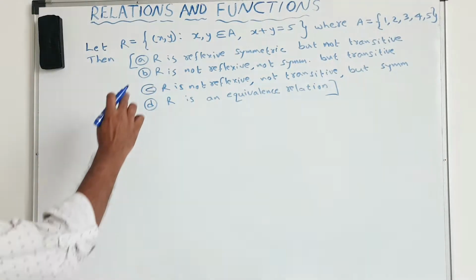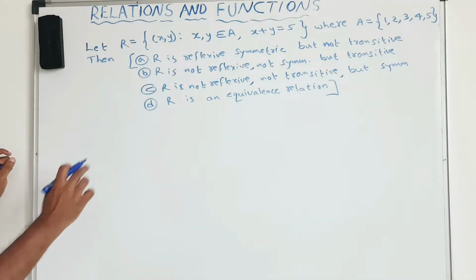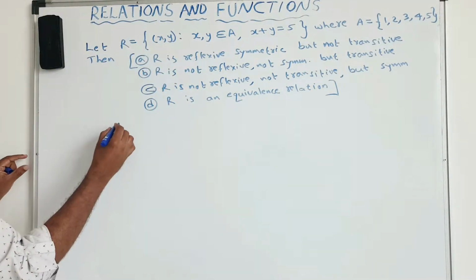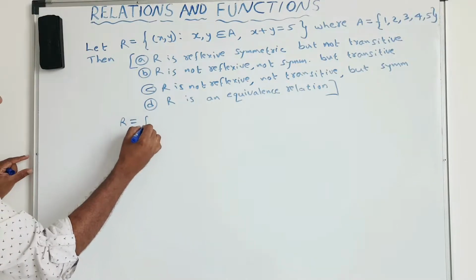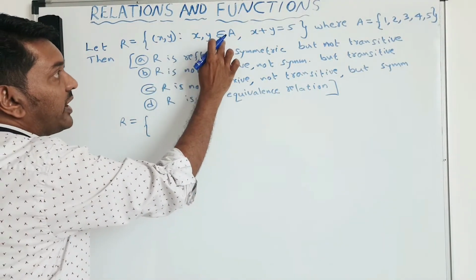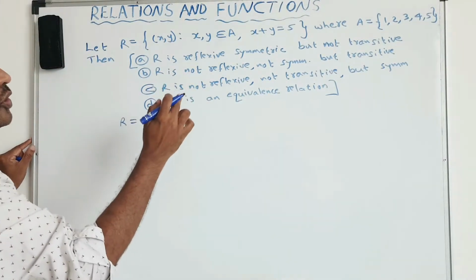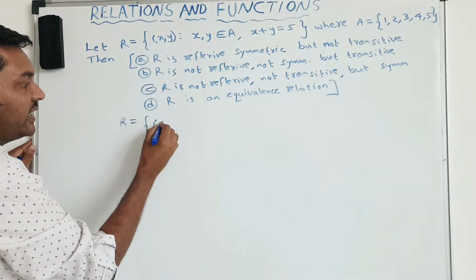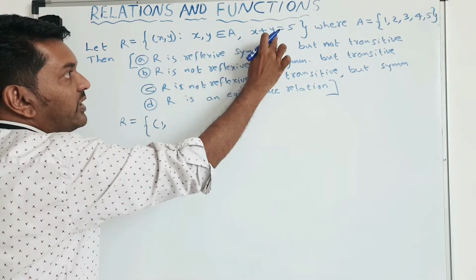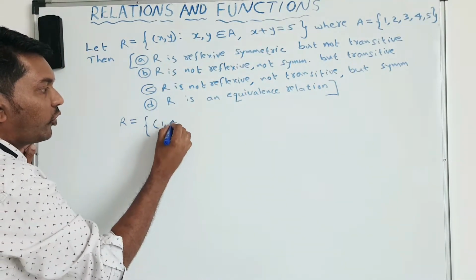So first I will write it down in roster form. It is given in set builder form. I am going to write this relation in roster form. x and y should belong to this A. So I am taking x as 1. If x is 1, y will be 5 minus 1, which is 4.